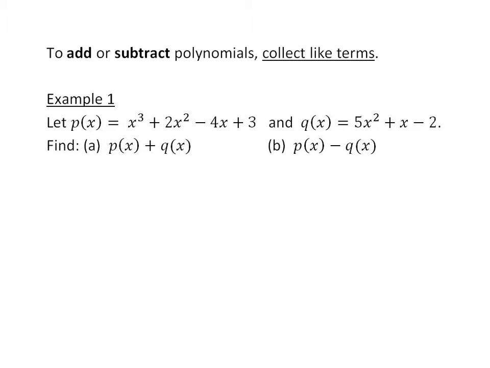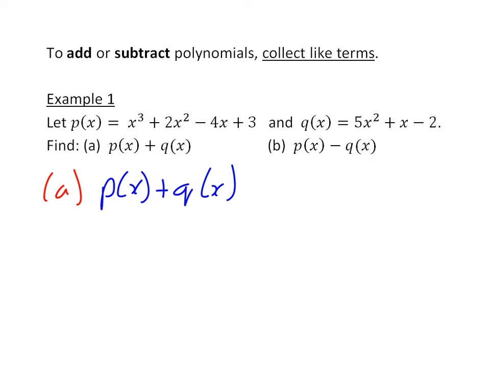So example 1, they've defined the first polynomial, p of x, is equal to x cubed plus 2x squared minus 4x plus 3, and the other polynomial, q of x, equals 5x squared plus x minus 2. And in part A they ask us to find p of x plus q of x. So they want us to add the two polynomials together.